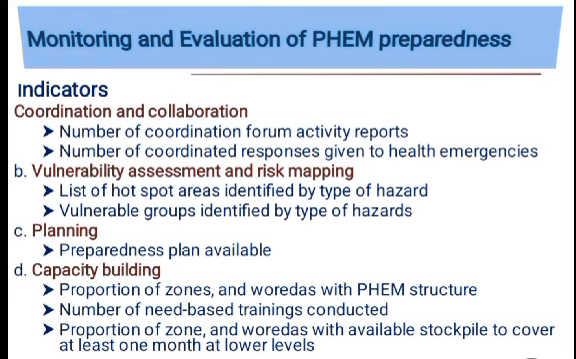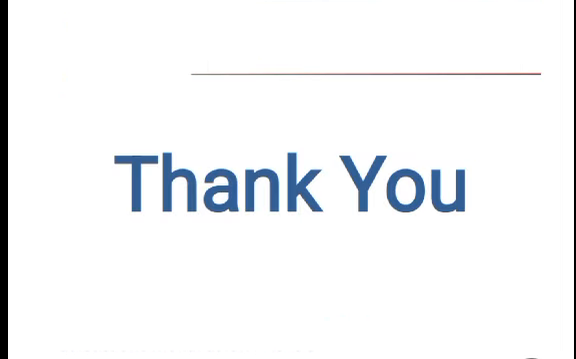Vulnerability assessment and risk mapping: list of hot spot areas identified by type of hazard, vulnerable groups identified by type of hazard. Planning: preparedness plan available. Capacity building: proportion of zones with PHEM structure, number of need-based trainings conducted, proportion of zones with an available stockpile to cover at least one month at lower level. Thank you.